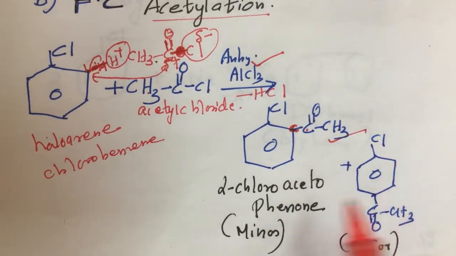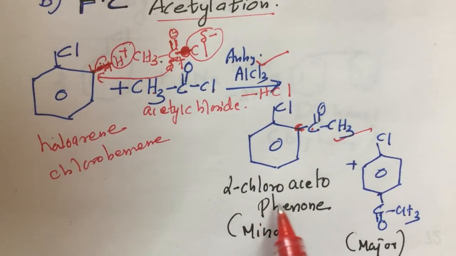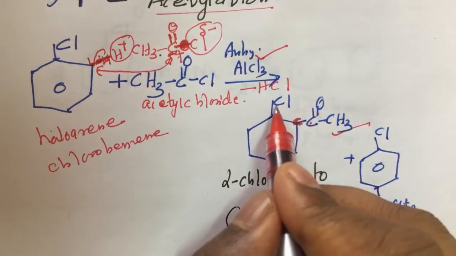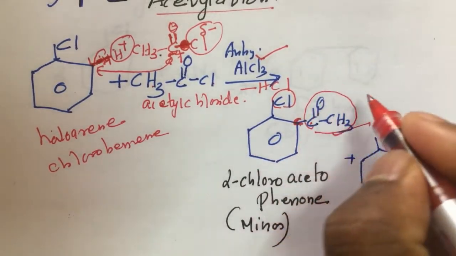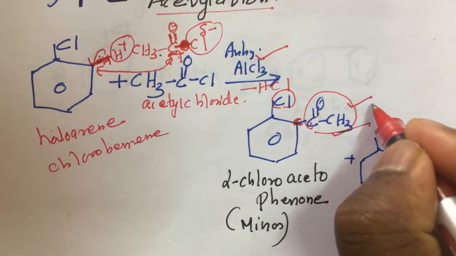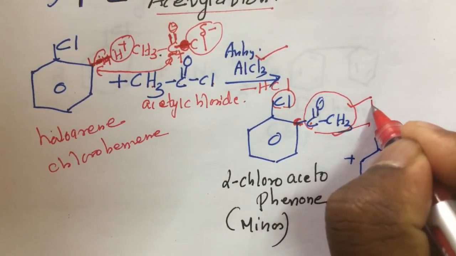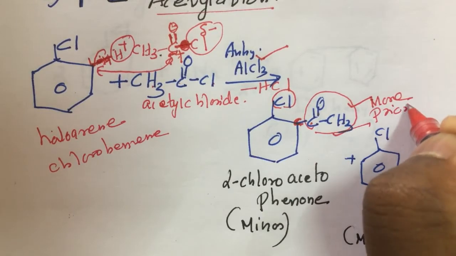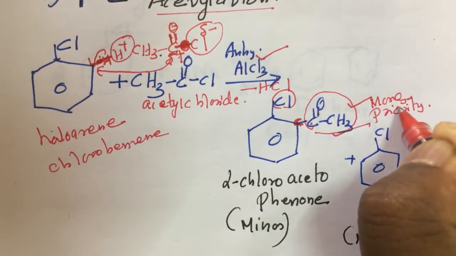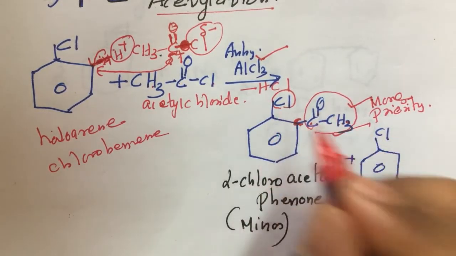The first product. Then the name of the product is very important. Listen carefully. Out of these two groups, priority wise this group is important. This group has more priority. There is a priority order for writing the IUPAC name, and this group possesses more priority than Cl.